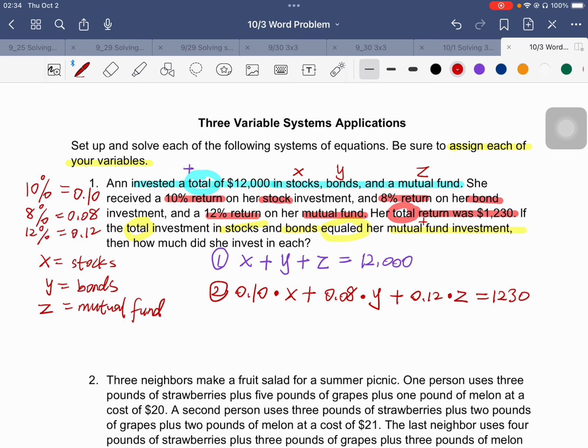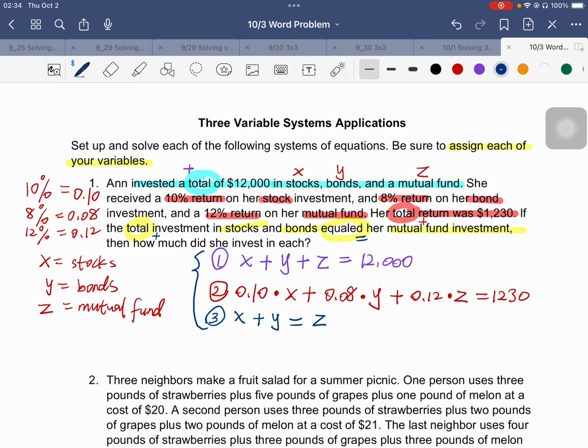Equation 3 will be total. Still add them up. We add up stocks and bonds. Stocks is X plus bonds is Y, and we see it's equal to the mutual fund investment. Mutual fund is Z. Okay, now I got my three equations. These are my three equations.